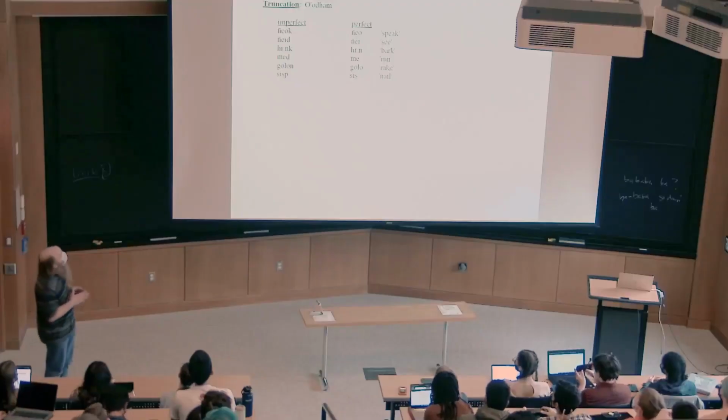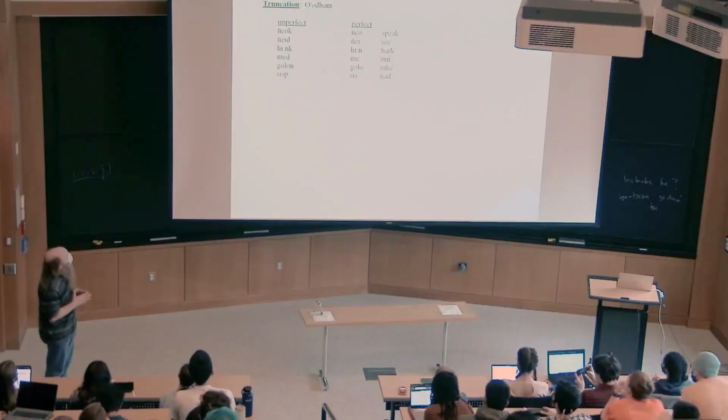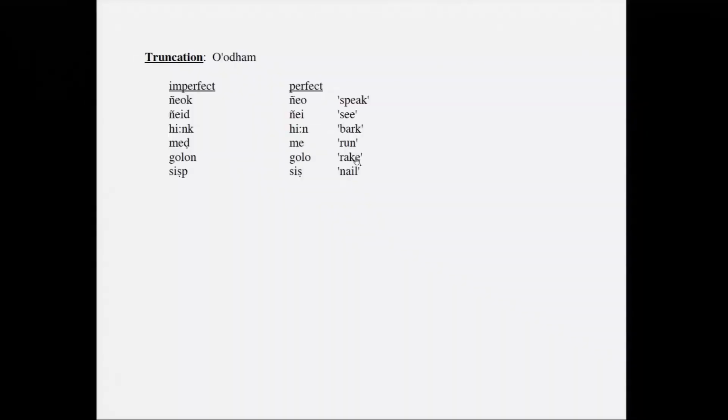If you look at these, we're kind of cheating because I've got the name of this type of morpheme up there at the top. If you study a lot about O'odham, you can convince yourself. You can see the imperfect forms are a little bit longer than the perfect forms, right? So the perfect forms are things like nyo and nye and hin, and the imperfect forms are forms like nyok and nyed and hink.